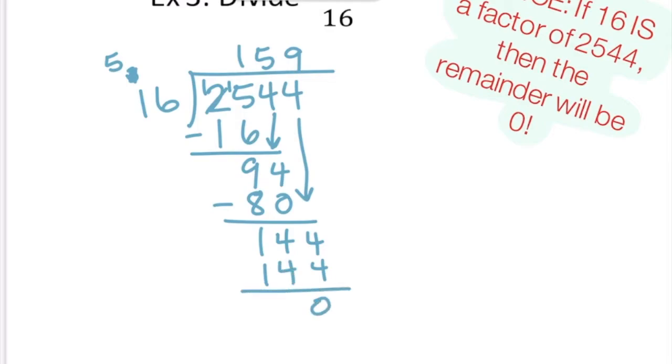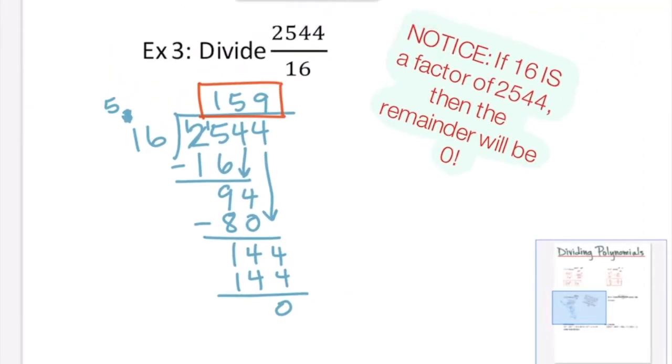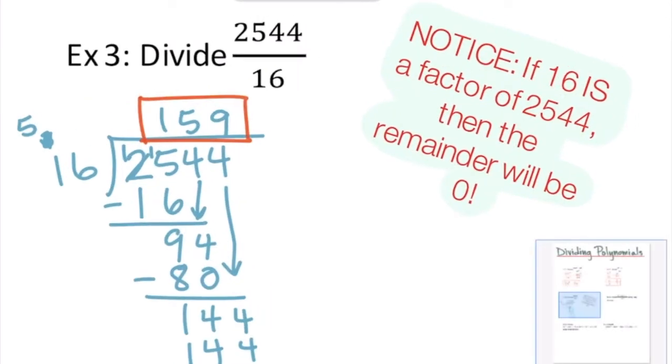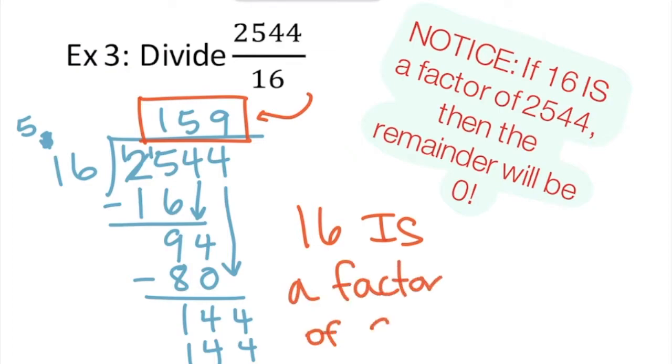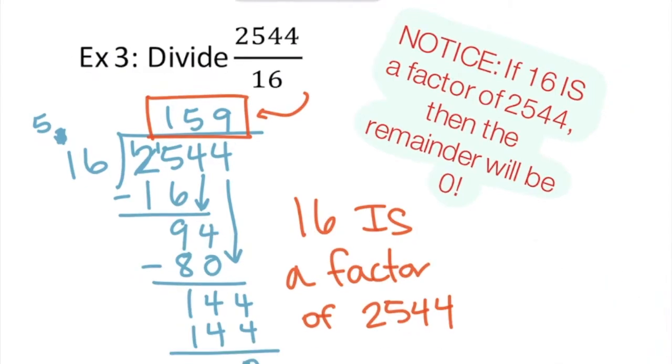So not only is that a good review of basic numerical long division, but it also helps you understand a concept about factors. So here's the reality. Because 2,544 divided by 16 had no remainder, we could say that 16 is a factor. So 16 is a factor of 2,544. So keep that in mind when you have a remainder of zero. You've just found a legitimate factor for that number, or in our case, for that particular polynomial.